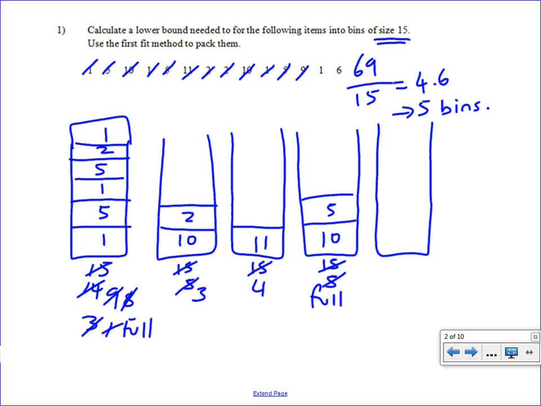The 9 will have to go in a new one, leaving a 6 gap there. The 1 can go in this second one, leaving a gap of 2. Last one, 6. Well, it can't go in the first of the 4 bins. It's going to have to go in that last bin at the end. That one's now full. There we go.